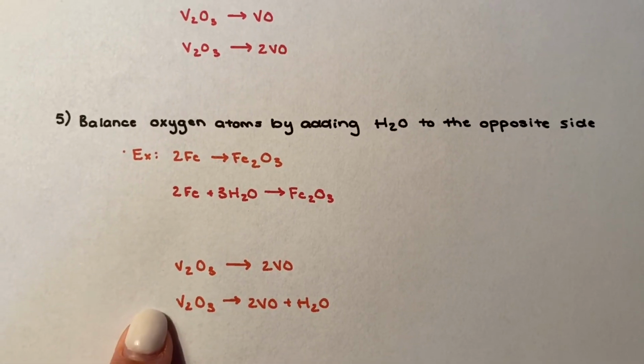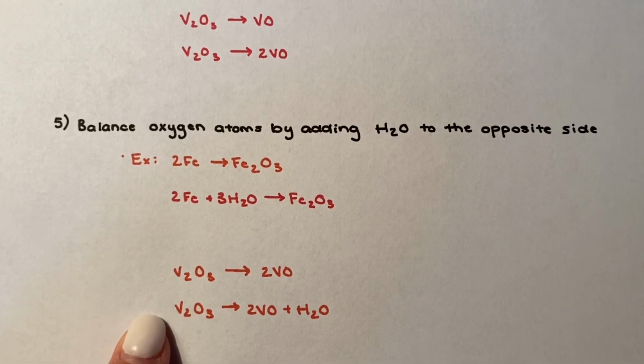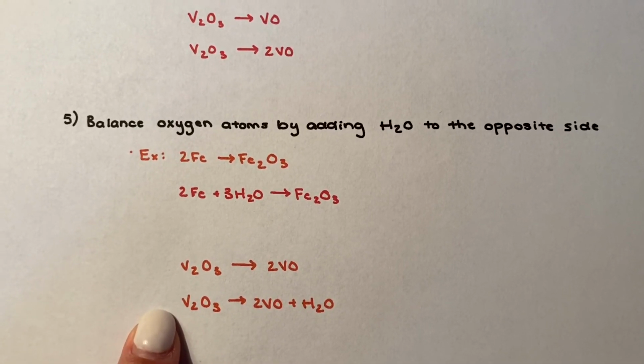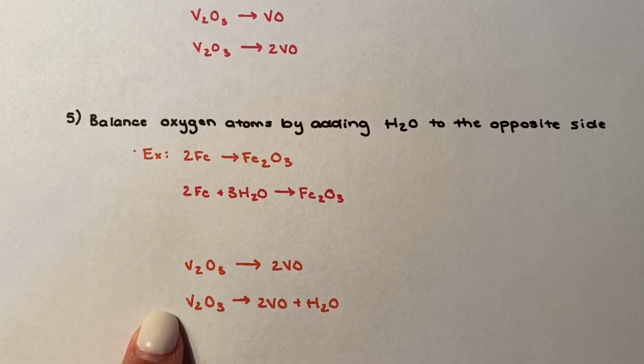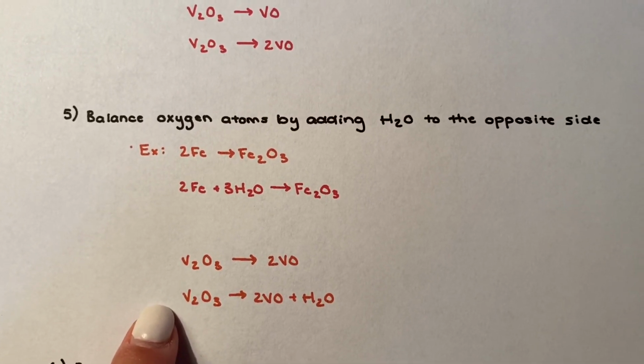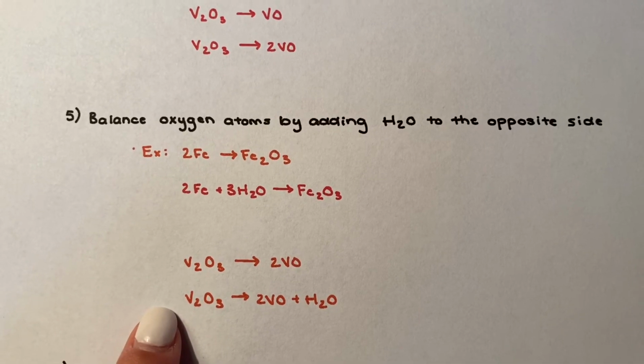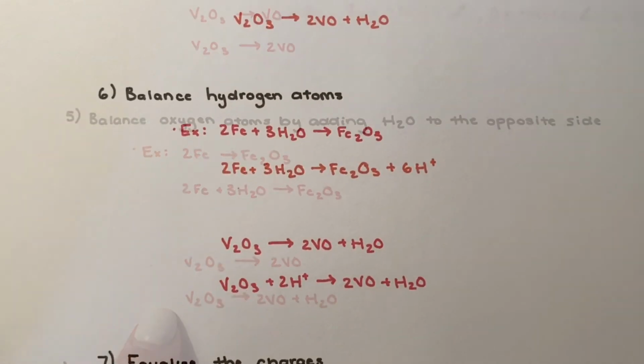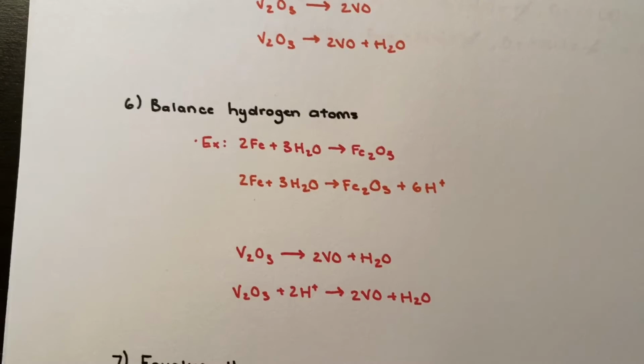Our second half reaction, V2O3 to 2VO. We have 3 oxygen atoms on the left and 2 on the right. We have to add 1 H2O molecule to the right side to balance, so we get V2O3 to 2VO plus H2O. Same thing for step 6, we need to balance our hydrogen atoms.